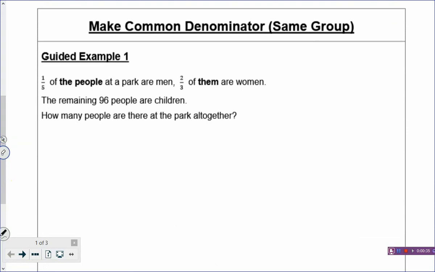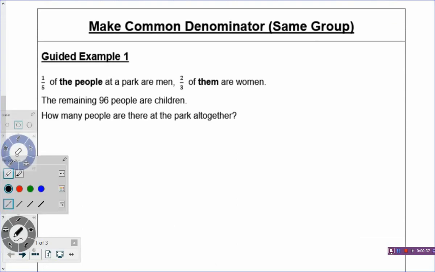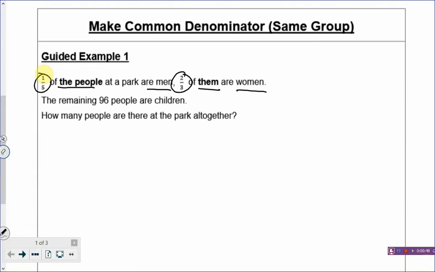Now, 1/5 of the people at the park are men, and 2/3 of them are women. Alright, now if you notice that there are two fractions in this problem, so what are they referring to? Now you always look at the words behind. 1/5 of the people. So this fraction is referring to the people at the park. And then 2/3 of them. So the second fraction refers to them. And what is them? Them refers to the same people at the park. So which means that the people and the word them are the same, right? In the same group. So you make the denominator the same.